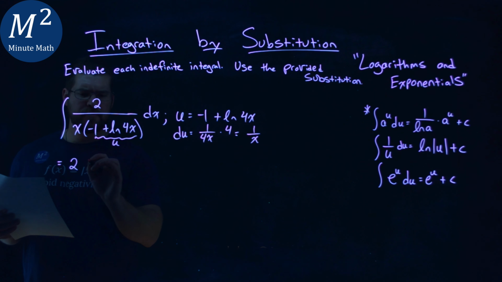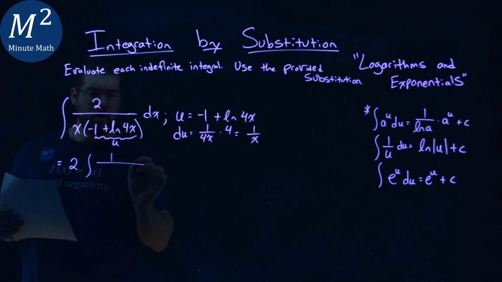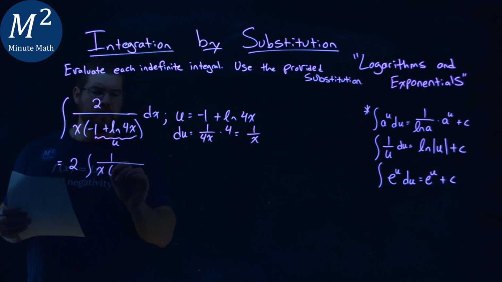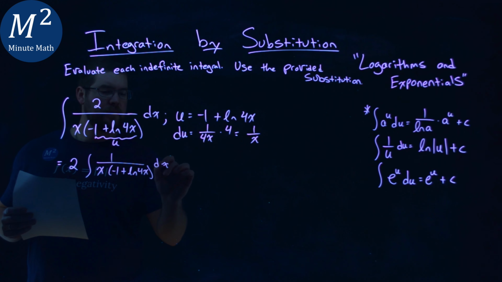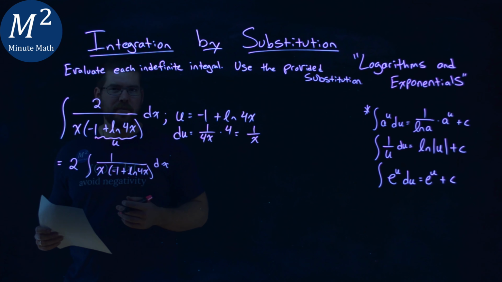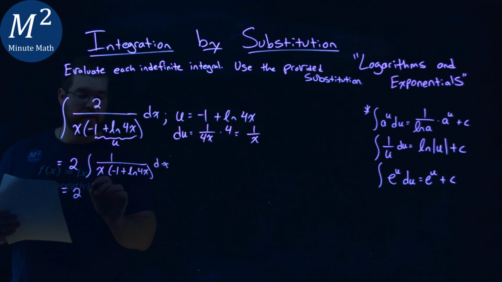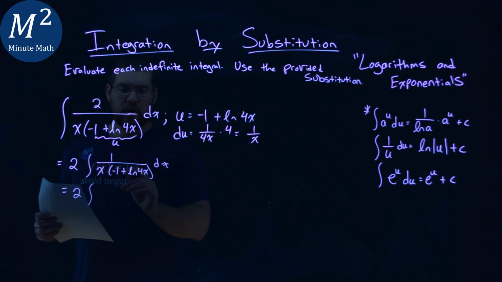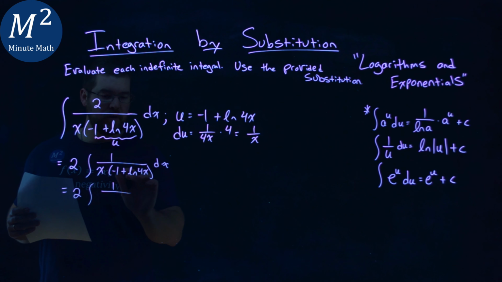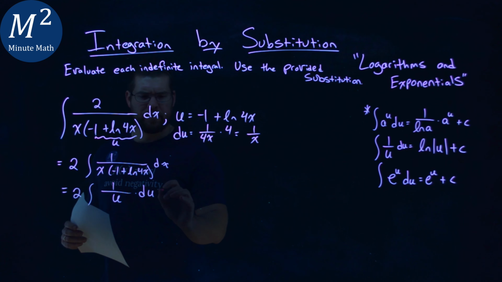So if I do that, I have 2 times the integral of 1 over x times the -1 plus natural log of 4x dx. And now we can replace this with some u's. 2 stays on the outside here. The integral, well, of 1 over, here's our u value down here, and then 1 over x dx is just the du. Not too bad.